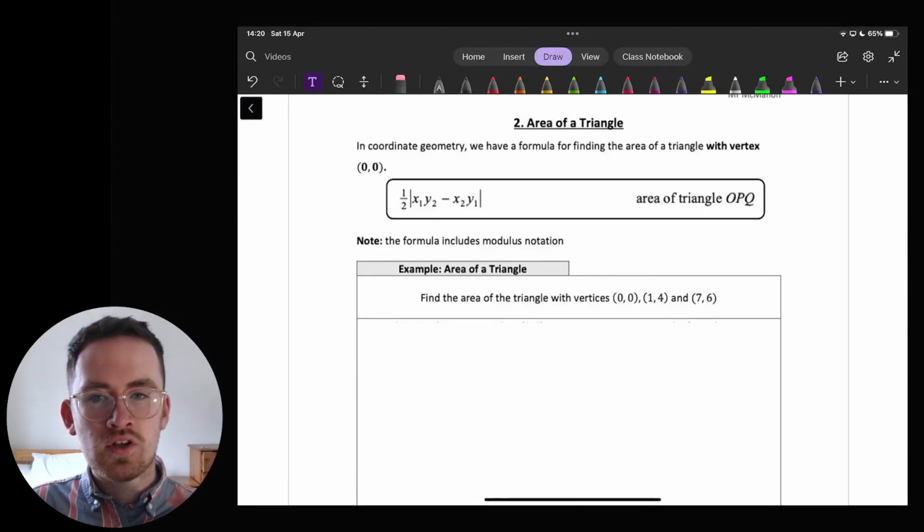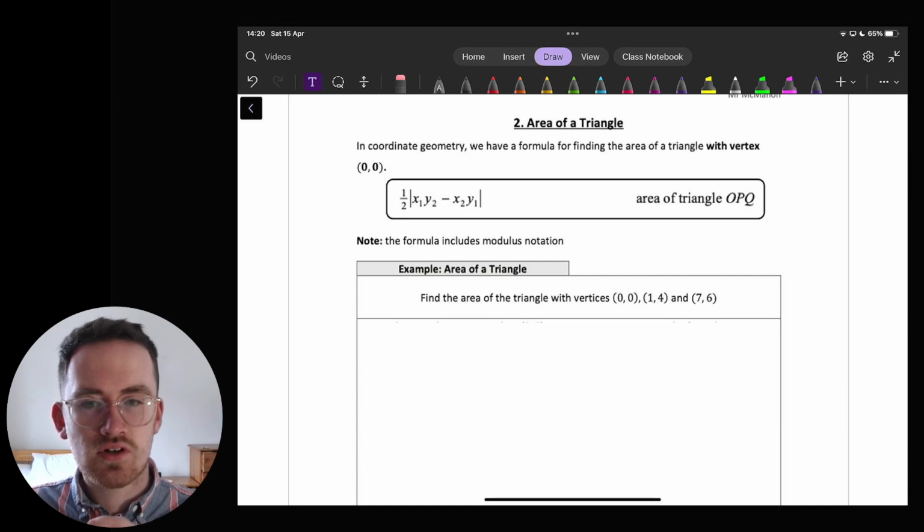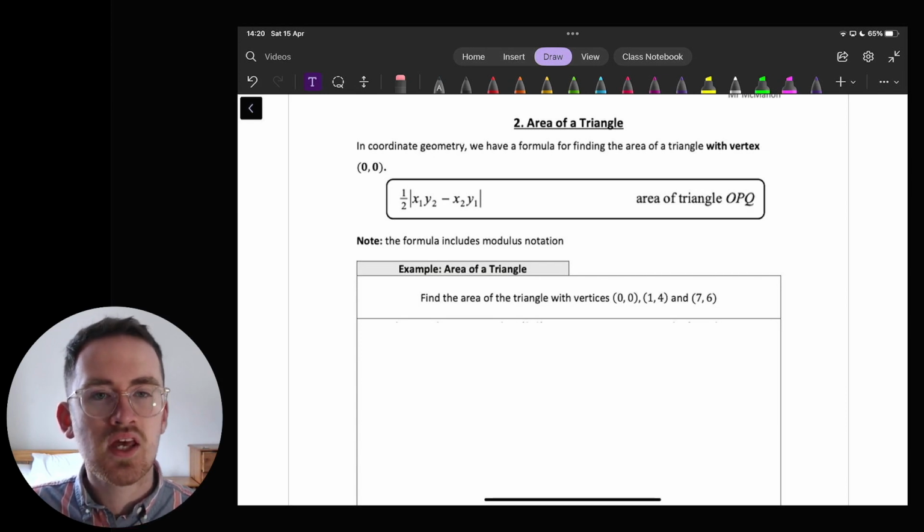So we're going to look at one of the new formulas that we have then. So area of a triangle. Obviously we found area of a triangle before. You would have found area of the triangle from first year using your usual formula, which is half base by height. So what we're looking at now is using coordinate geometry and using a formula in that to find the area of a triangle.